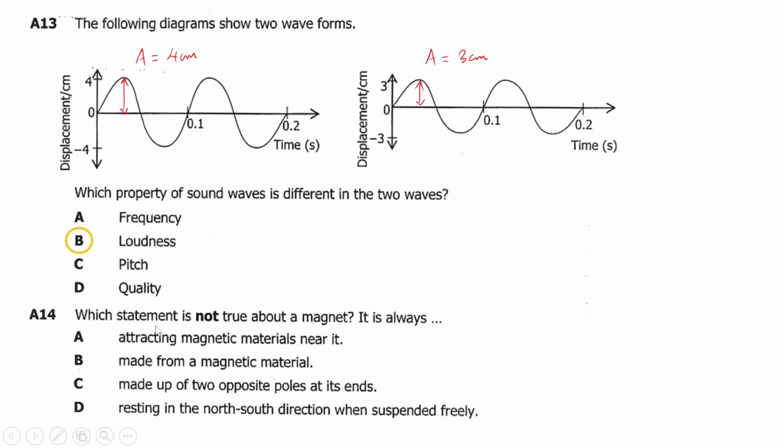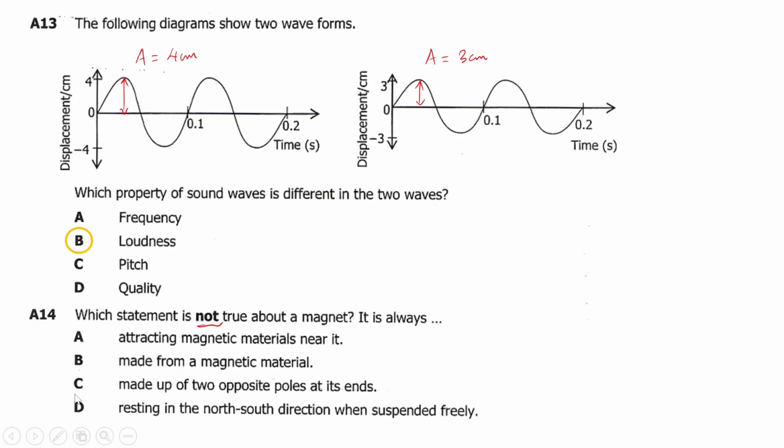So F14 says, which statement is not true about a magnet? It is always A, attracting magnetic materials near it, but we are looking for a statement which is not true. Yes, magnets attract magnetic materials near them. Then B, made from magnetic material, not true. Then C, made up of two opposite poles at its end, yes. Then D, resting in the north south direction when suspended freely, yes.